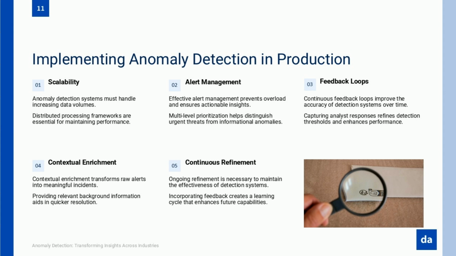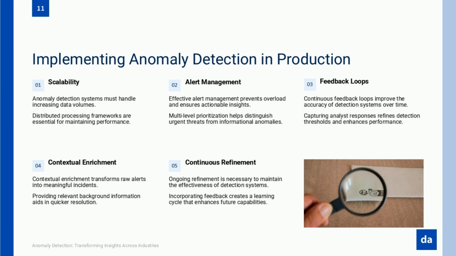Contextual enrichment represents another crucial alert management capability. Rather than simply stating that a metric is anomalous, production-grade systems automatically attach relevant context, historical behavior patterns, related metrics showing similar deviations, recent configuration changes, and potential business impact estimates. This transformation from raw alerts to contextual incidents dramatically improves mean time to resolution by giving operators the information they need to take appropriate action.